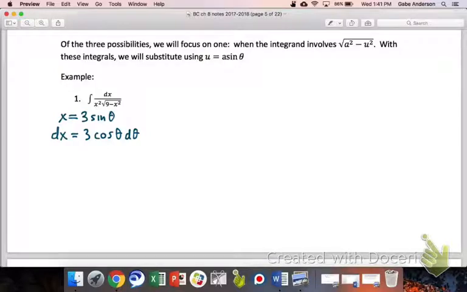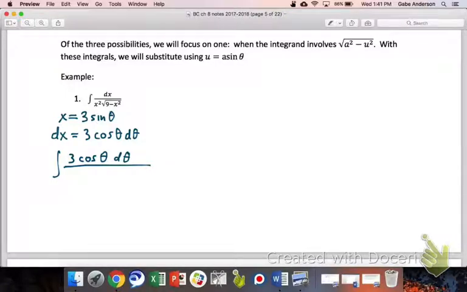Okay, and once I've done that, I'm going to go in there and start trying to substitute a little bit. So I'm going to replace my dx with 3 cosine of theta d theta. Right, so I've just basically substituted that in for that. We just found out a second ago that they're equal to each other.